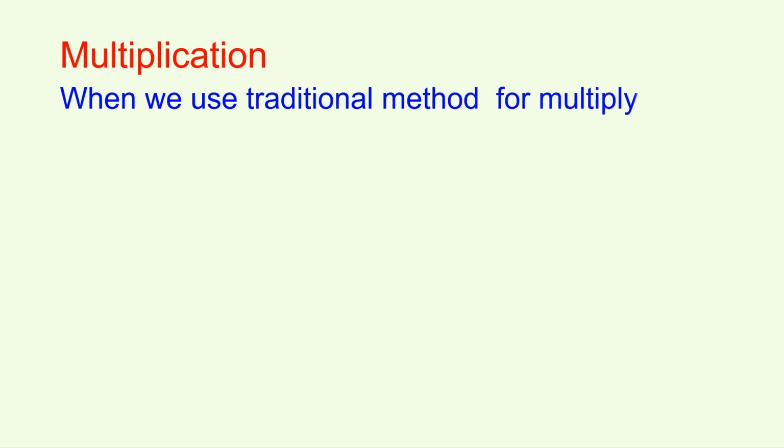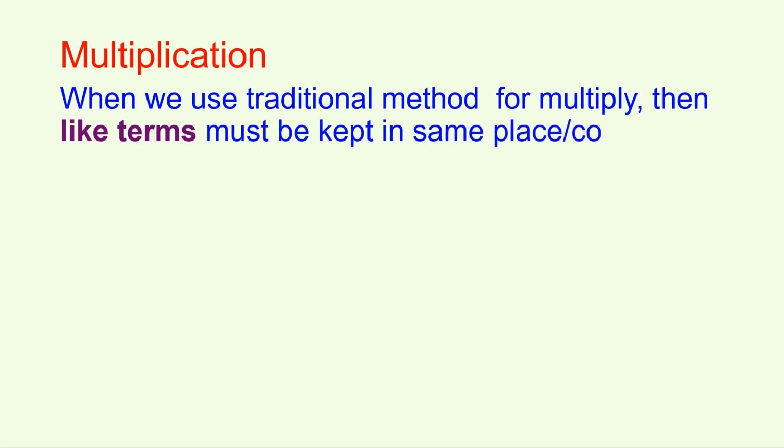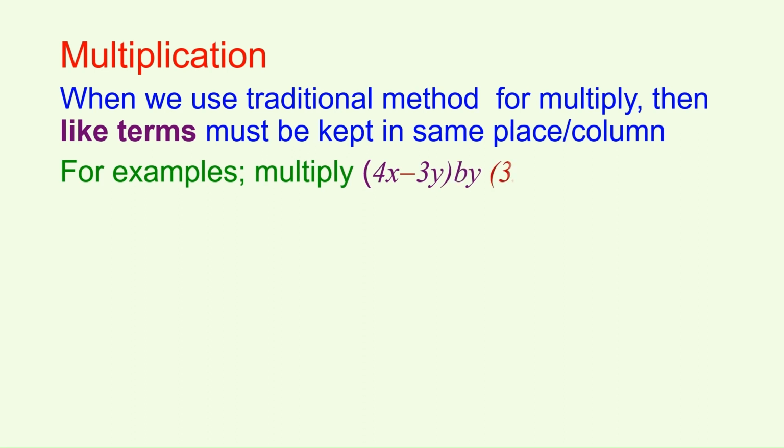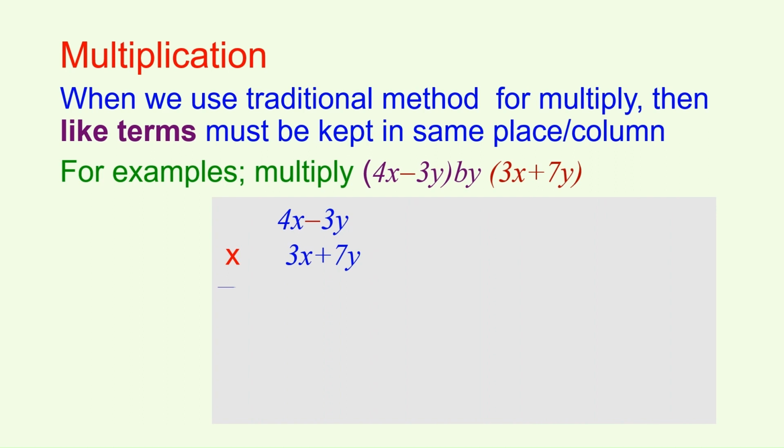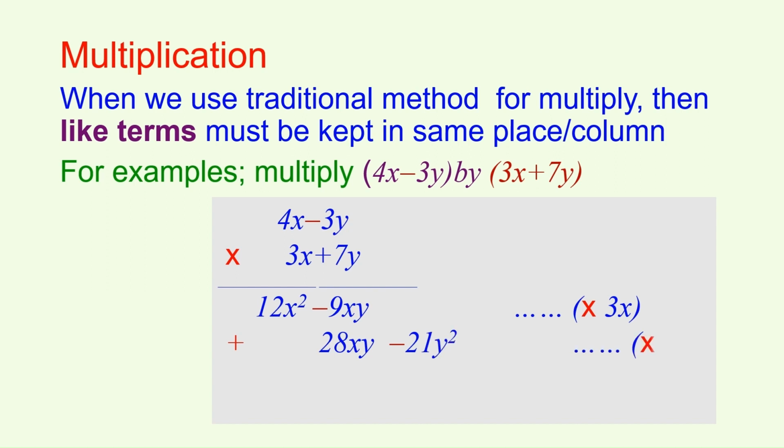If we use the traditional method for multiplying, then like terms must be kept in the same column. For example, multiply 4x minus 3y by 3x plus 7y. The terms 9xy and 28xy are like terms in the two multiplications, are kept in one column and added together.